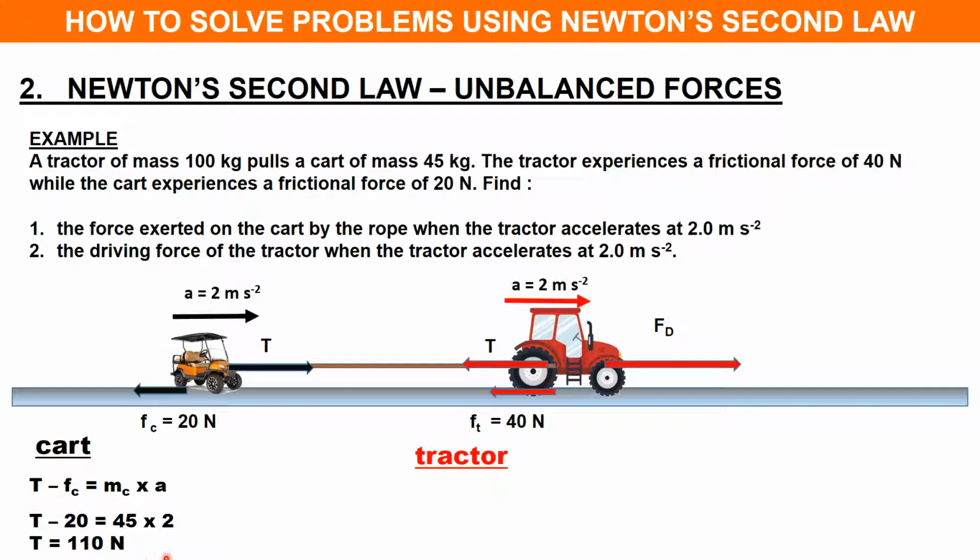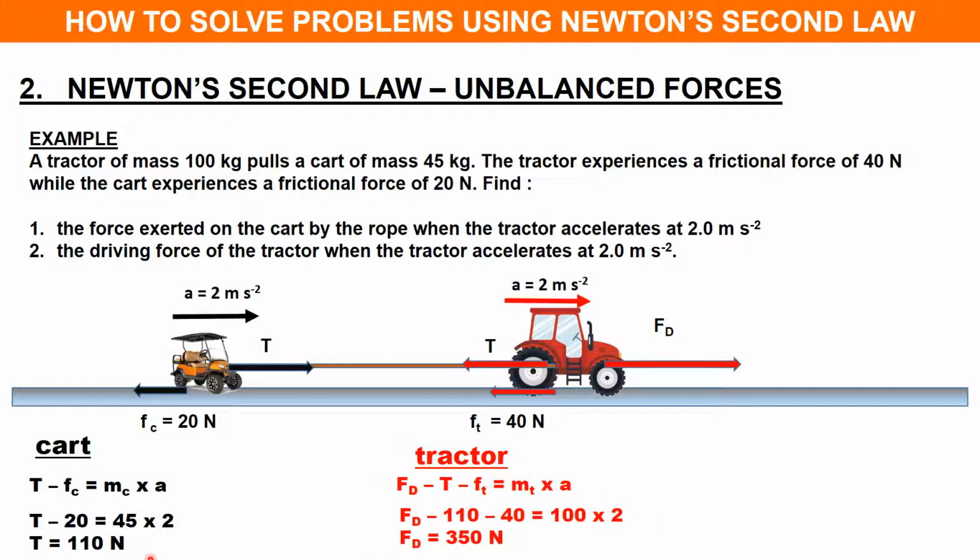So the next step now is to look at the tractor. The tractor is acted on by these three forces: the driving force, the tension, and the frictional force. Since it's accelerating in this direction, all forces pointing to the right will be greater than all forces pointing to the left. So in other words, the net force, which comprises the forward force, which is the driving force, minus the tension, minus the frictional force, that forms the net force acting on the tractor, is equal to the mass times the acceleration. So again, Newton's second law is applied in this equation.